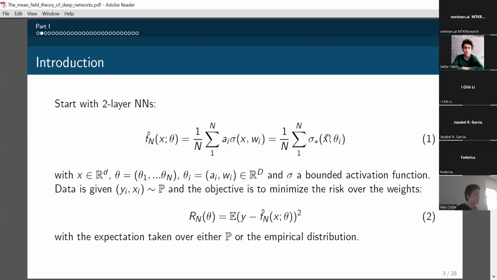The sigma star activation functions are what you might expect. So they're linear sums of data and weights activated with something like ReLU or sigmoid and so forth. Obviously, you take in data from a particular distribution, and your objective is to try to minimize some sort of risk over the weights, either taken in expectation or over the empirical distribution.